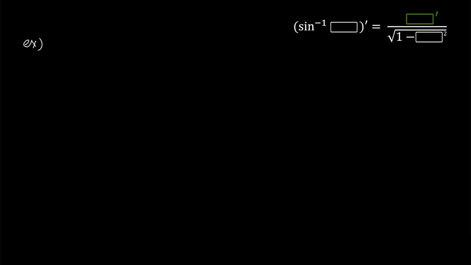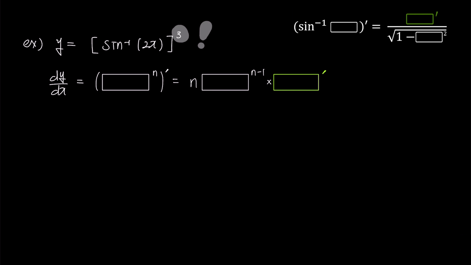In this example, we have y equals inverse sine 2x to the power of 3. Unlike previous examples, we have an exponent 3 in this problem. As I have emphasized in my previous differentiation videos, when dealing with problems involving exponents, we need to use the formula that is shown here. For a detailed explanation of this formula, please refer to the linked video in the top right corner.